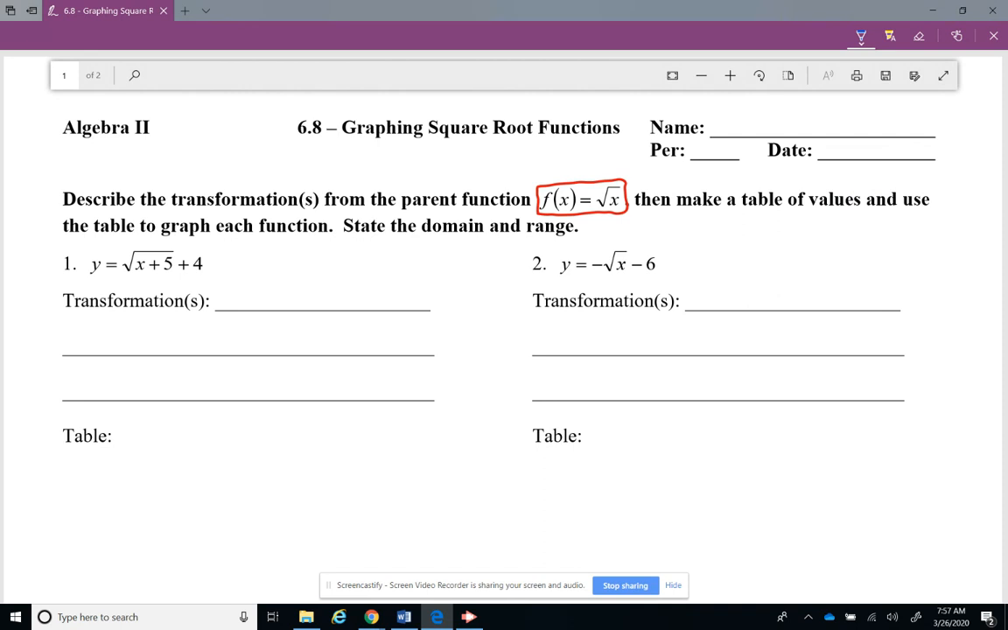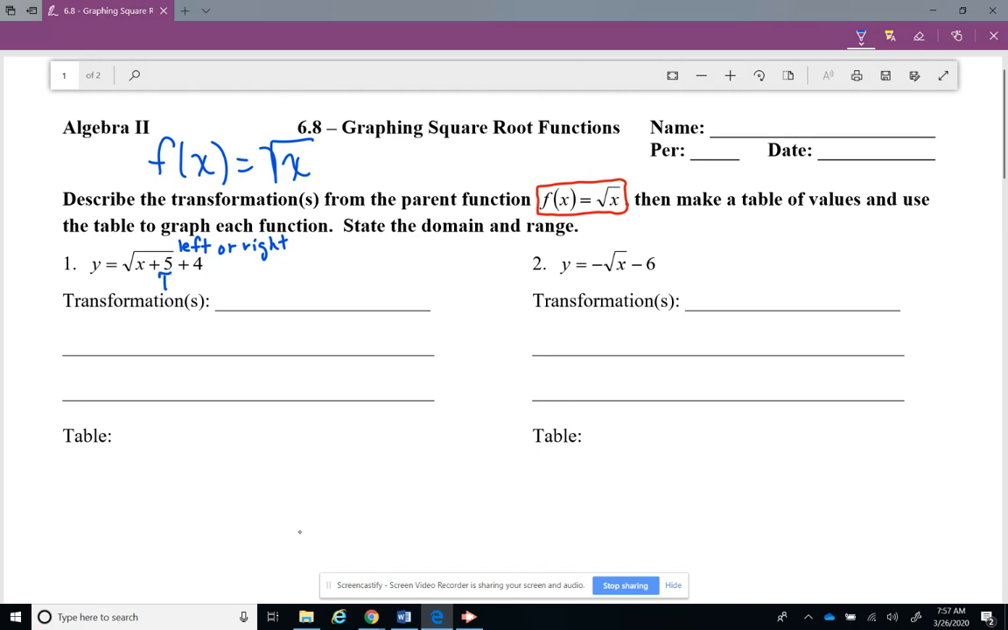All right, so describe the transformation from the parent graph. f of x equals the square root of x is actually the parent graph. So we're going to describe the transformation first. I always go look inside first. You don't have to. Now remember, underneath that radical, it's a liar. So that's telling you to either go left or to go right. You would think it would be right since it's a plus 5, but it's the opposite of what you think. So really it's a left.